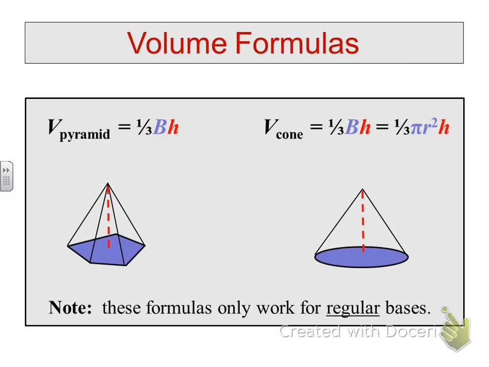Okay? So with regular bases, you can just take 1/3 of the base times the height. And that's the same thing for the cone. It looks similar to a cylinder, but you lose 2/3 of the volume when you taper it up to a point.